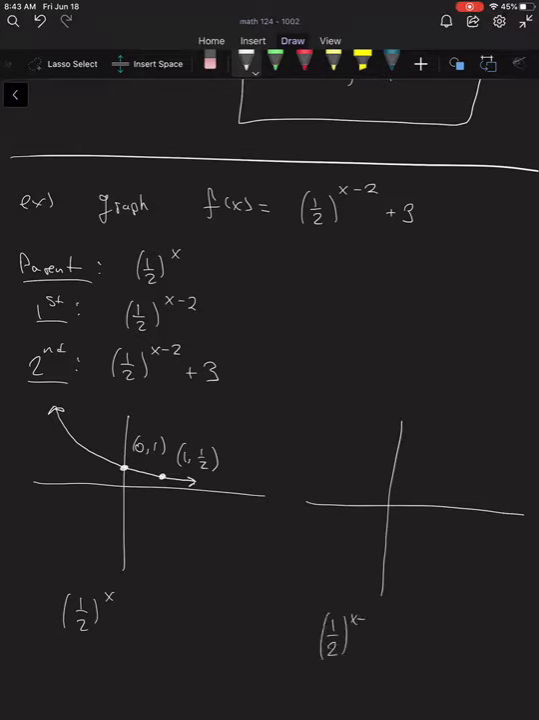So x minus 2 means we move everything over to the right. We're going to move the 0, 1 point over to the right. Now it's going to be at 2, 1. We move 1, 1/2 over to the right. Now that's going to be at 3, 1/2. So we're moving every point over to the right 2 units. So then what we have looks like this.